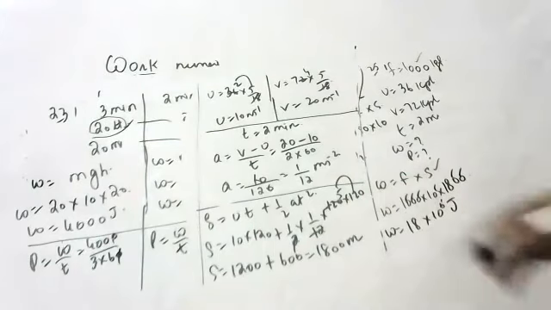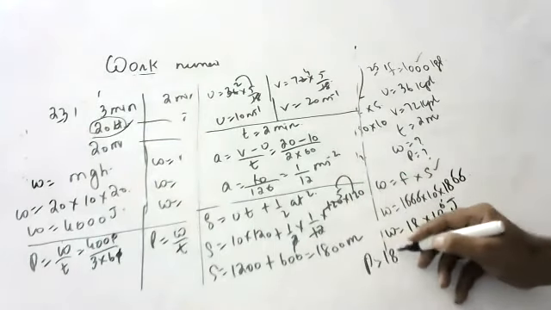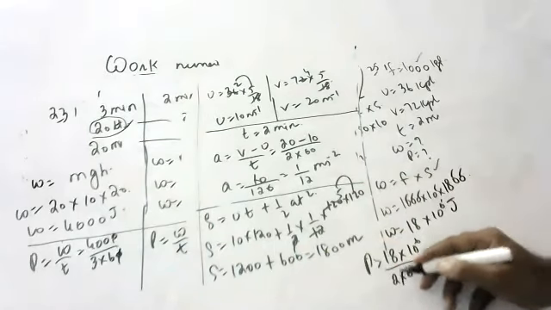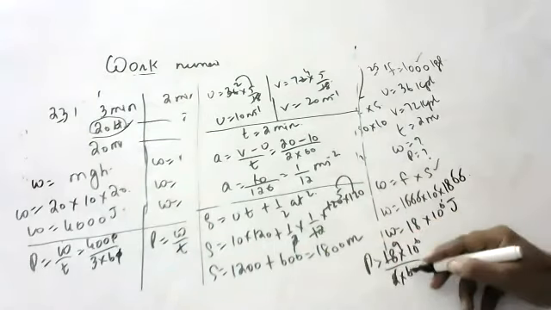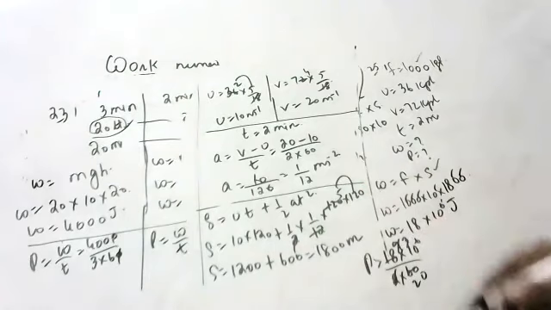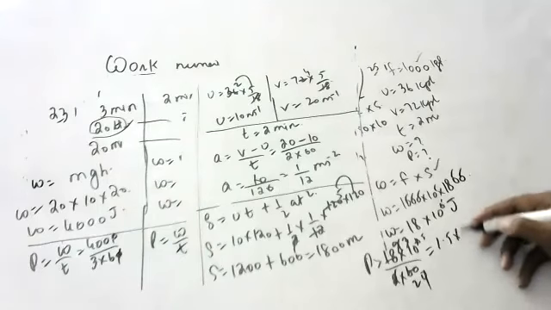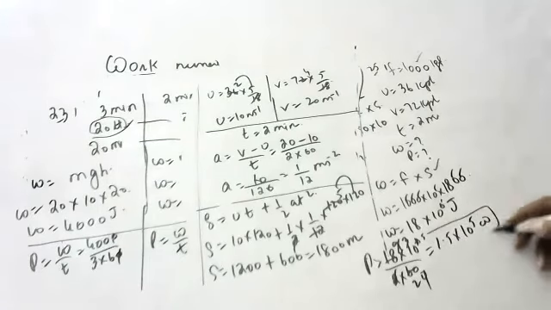Power is equal to work by time. 18 into 10 to the power of 6 by 120. So this is 1.5 into 10 to the power of 5 watts. Power is 1.5 into 10 to the power of 5 watts.